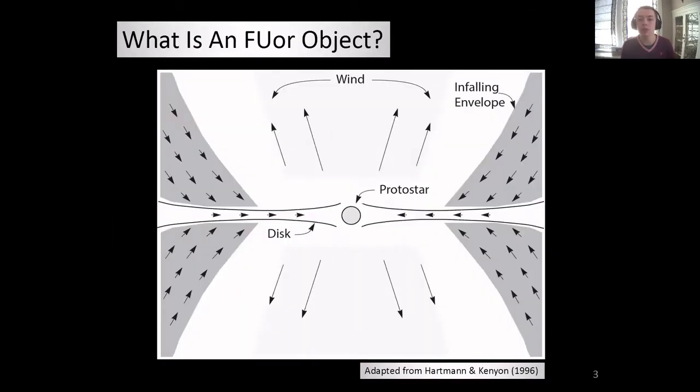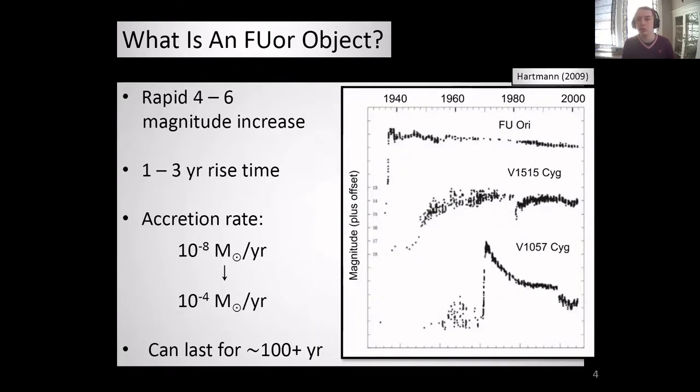So first, what is an FUor object? Well, an FUor object is a class 1, young, low-mass protostellar object. It's surrounded by an actively accreting disk, which in turn ejects a wind. And outside of this system is an infalling envelope consistently dumping mass onto the accretion disk. But how is this any different than any other young stellar object, like a T Tauri object?